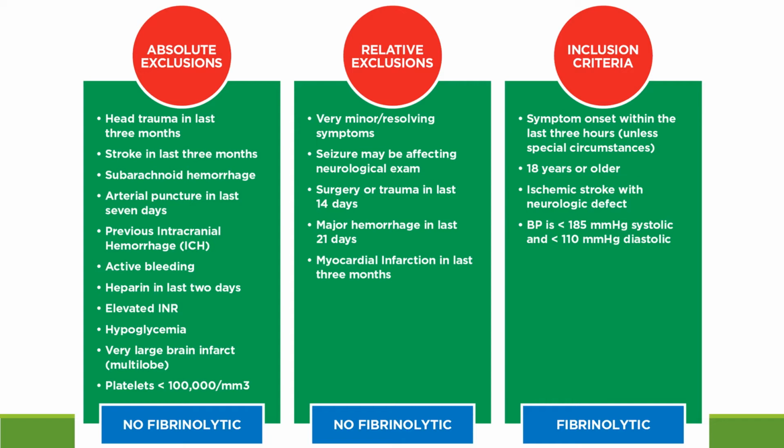They can't have a hemorrhagic. It has to be ischemic. And their blood pressure is less than 185 systolic and less than 110 diastolic. They have to have controlled blood pressure because out of control blood pressure and really high can increase the risk of intracranial hemorrhage. And then the absolute and relative exclusions, those are just, they've had surgery, they've had trauma, they've had something that might cause bleeding. So those are basically what those amount to.